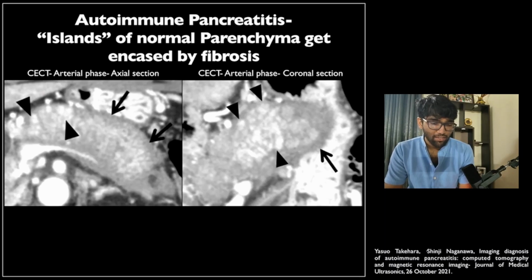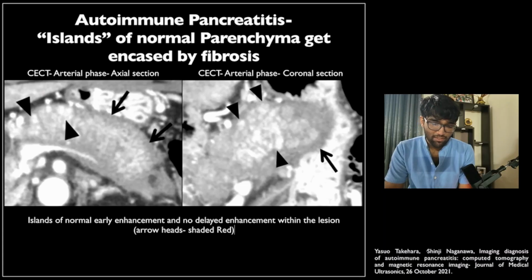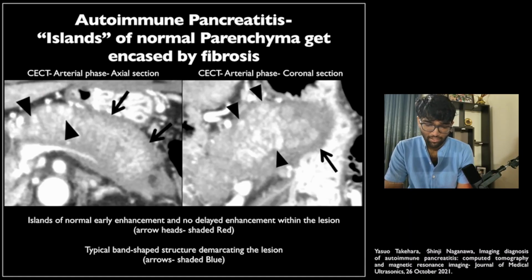So again, we have arterial phase axial images and arterial phase coronal images. In arterial phase, we expect the normal pancreas to enhance very well, whereas fibrosis to enhance poorly. So what we see is islands of normal early enhancement without any delayed enhancement within the lesion. Those are shaded. I'll just show you. They're highlighted with the arrowheads, and I'll shade them red.